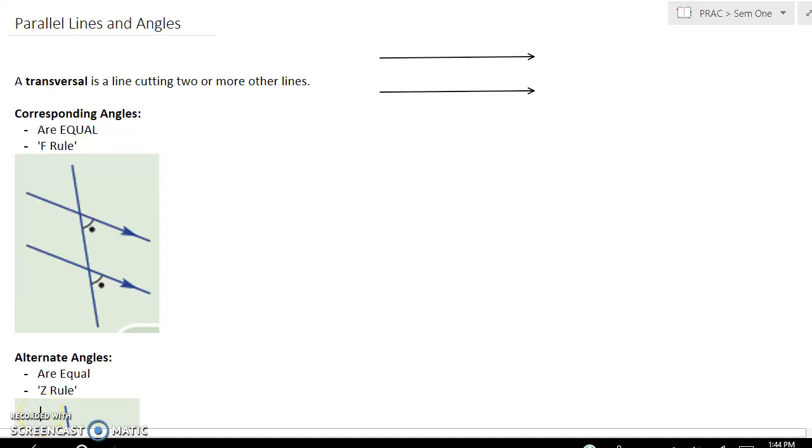Hello Year 10 Generals. This video we are going to be addressing angles and parallel lines. So there'll be a bit of firstly just understanding a couple of terms and rules, and then we jump into an example using these rules.